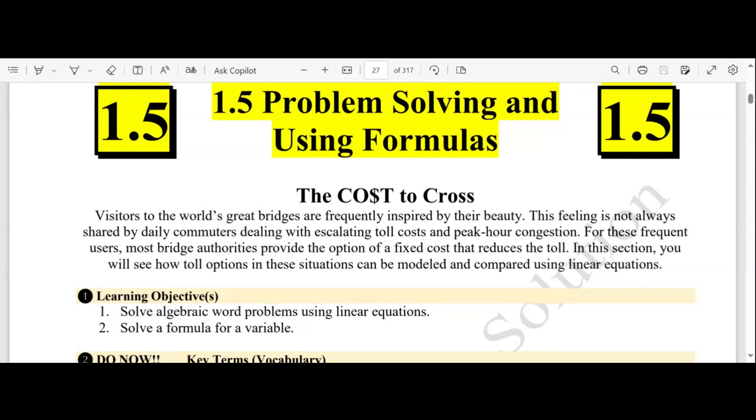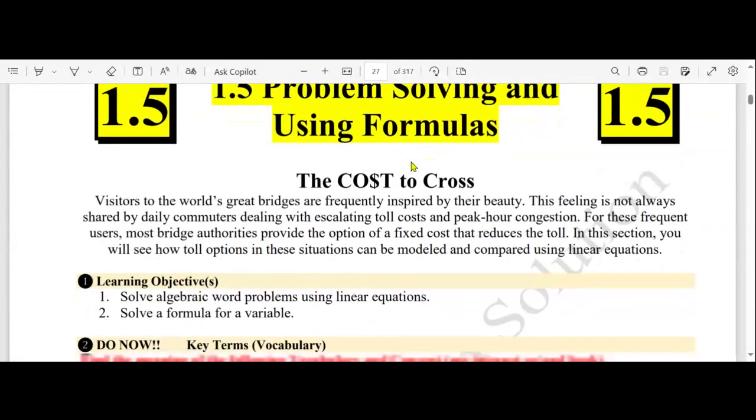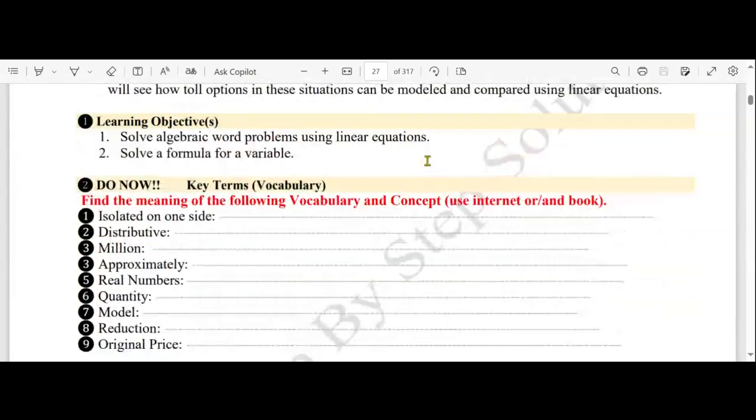1.5, problem solving and using formulas. Learning objectives. One, solving algebraic word problems using linear equations. Two, solve a formula for a variable.